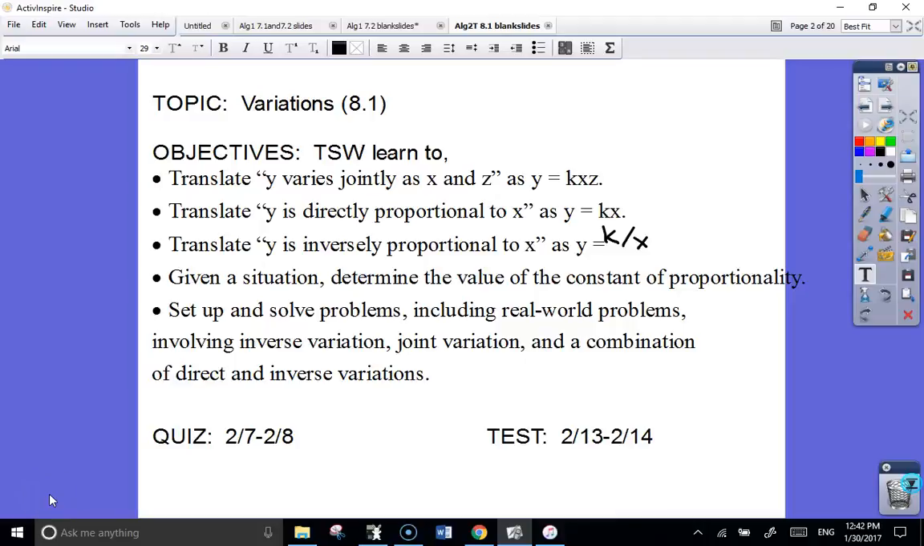So variations, which you copied the block, that was part of the copy stuff. You've done direct variations and inverse variations in Algebra 1, right? This thing adds joint variations, and then it doesn't say it here, but then there's, well, it actually does right here, combinations. So you could have combinations of direct, inverse, and joint variations.